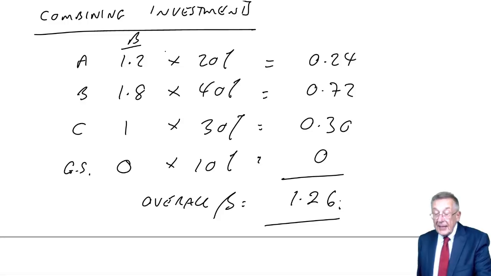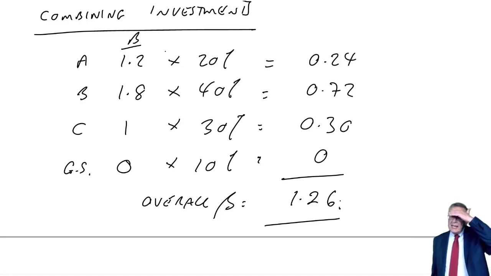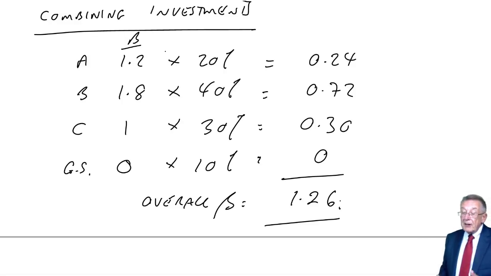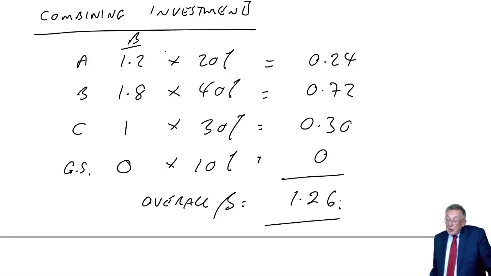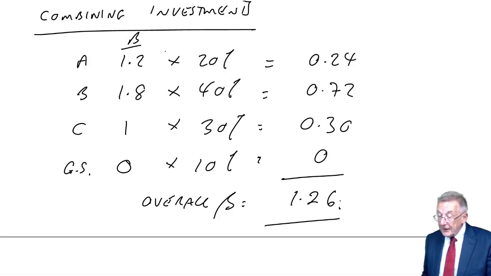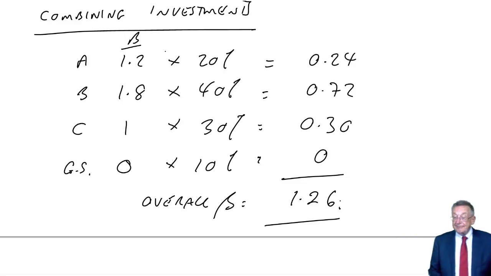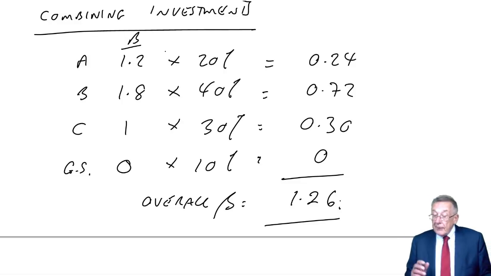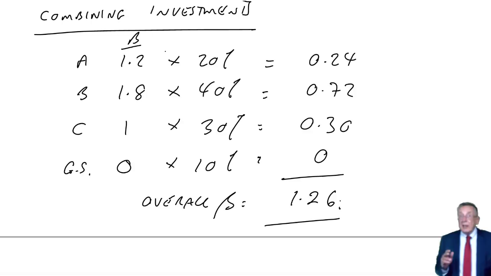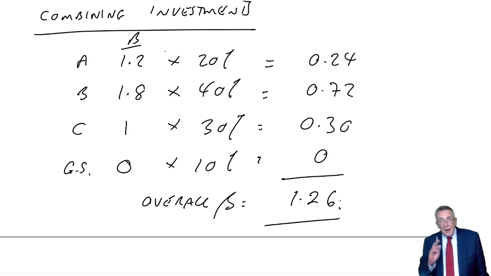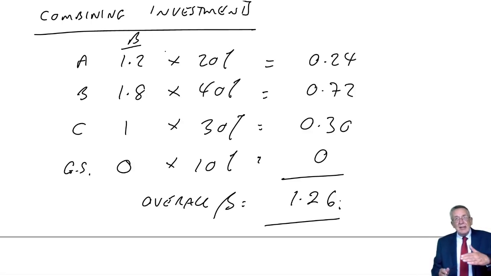I mean, just not these silly answers, but look at it. 60% of our money is invested in companies where the beta is more than 1. And so I'm not surprised we end up with a beta more than 1 at 1.26. Now, in fact, this exercise is quite common in the exam, but effectively done in reverse.